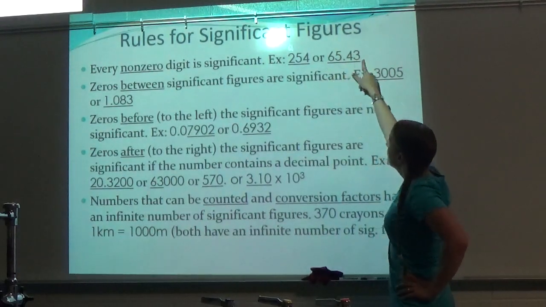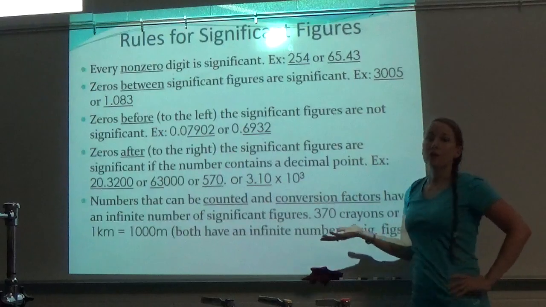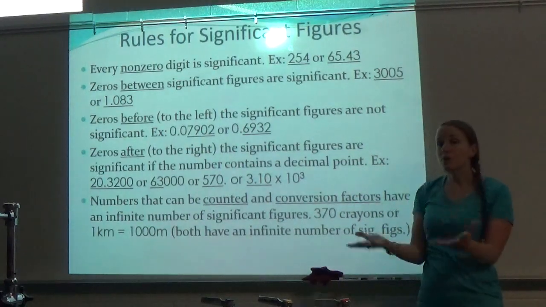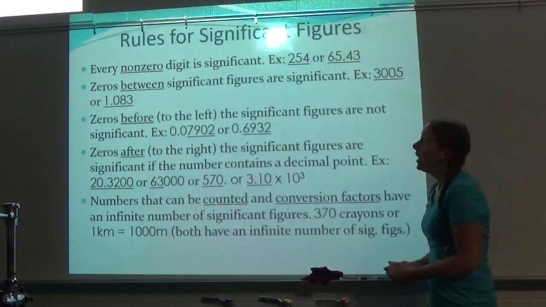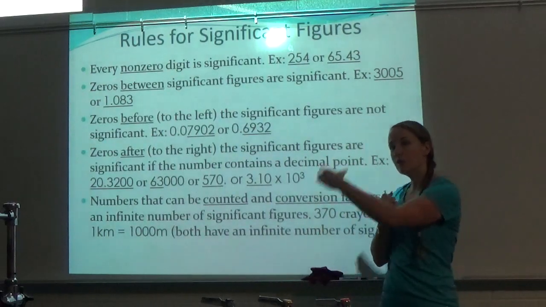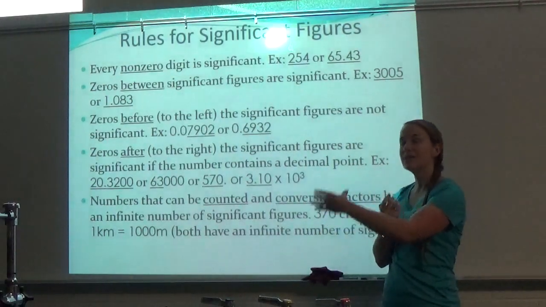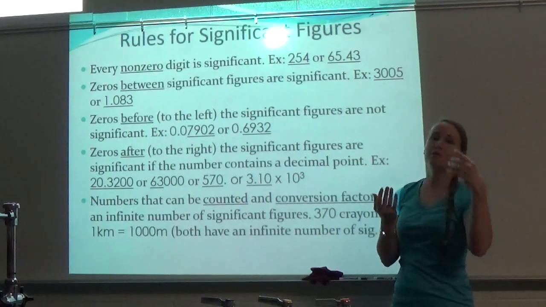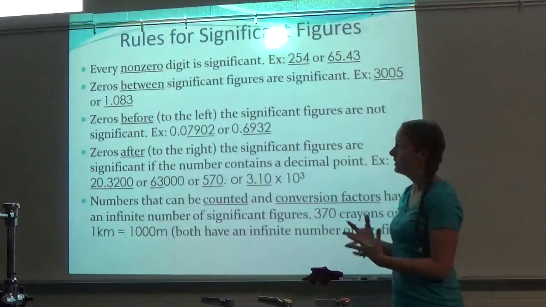65.43, none of them are zeros, so I underline all of them, they're all significant. The zeros are the questionable ones. All right, so there are 3 different places the zeros can be. They can be in front of or to the left of the numbers, they can be in between the numbers, or they can be at the end or the right of the numbers.